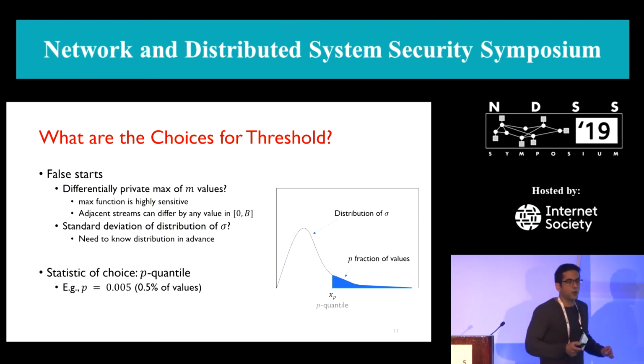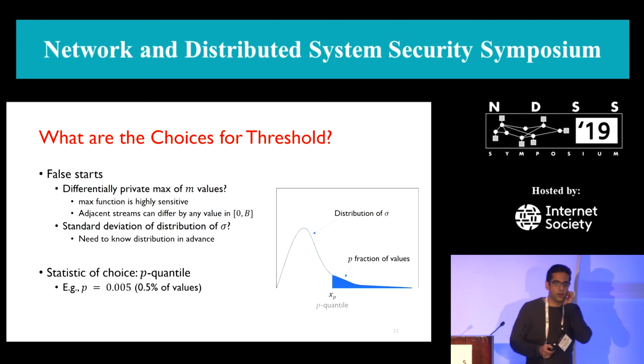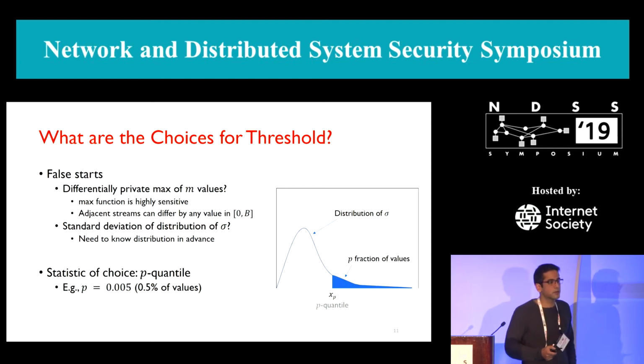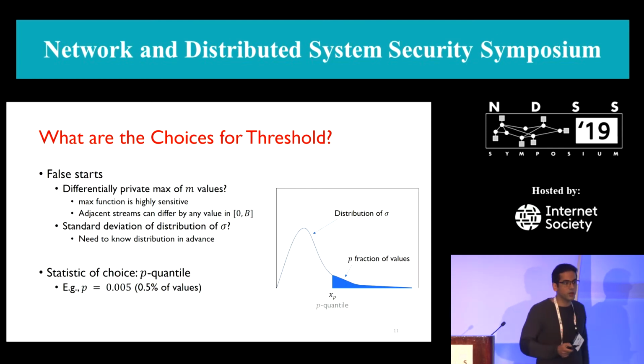So the question now is, what are the choices for this threshold? So we began with some sort of false starts. One of them, the obvious choice is, why not have a differentially private version of the maximum of the first M readings? But it turns out that the max function is highly sensitive. So that would mean that actually we would have to add noise scale to B. So that wouldn't work. And we also discarded using standard deviation of the distribution of the stream, because that would mean that we need to know some properties of the stream in advance.